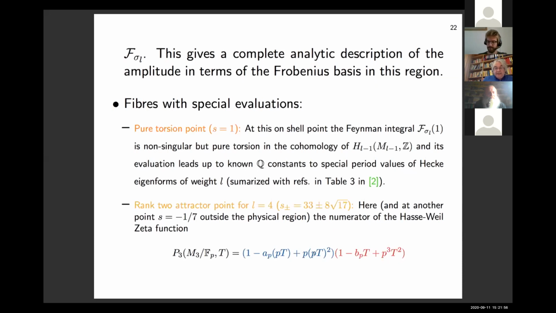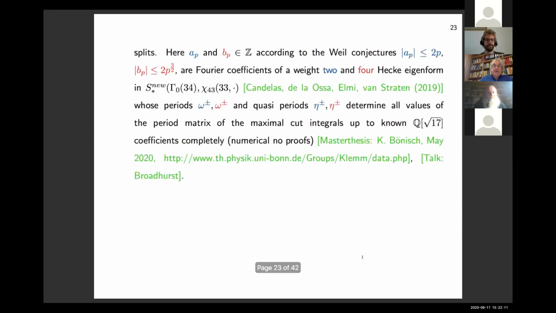So it factorizes into 2 terms, and you see these coefficients A, B. And here you see, of course, this is just the Hasse-Weil zeta function of an elliptic curve. And this is the Hasse-Weil zeta function, which gives a weight 4 modular form. And you can find these modular forms easily. I mean, basically, there is a method, a p-adic analysis of the periods. And these a_p are Fourier coefficients of a weight 2 form, for the elliptic curve of course, and a weight 4 Hecke eigenform, which is given here. And that was found by Candelas, de la Ossa, van Straten.